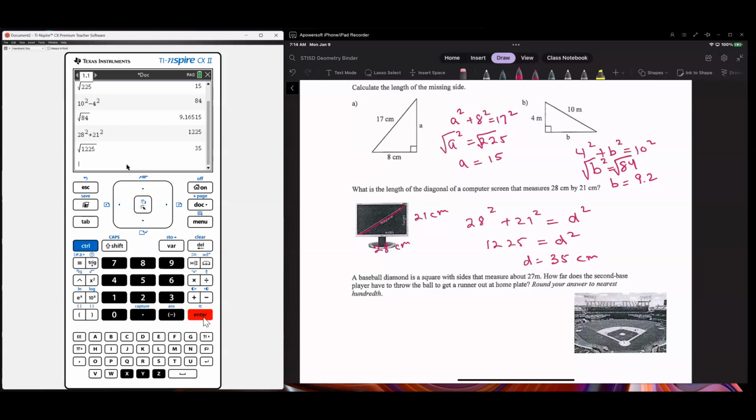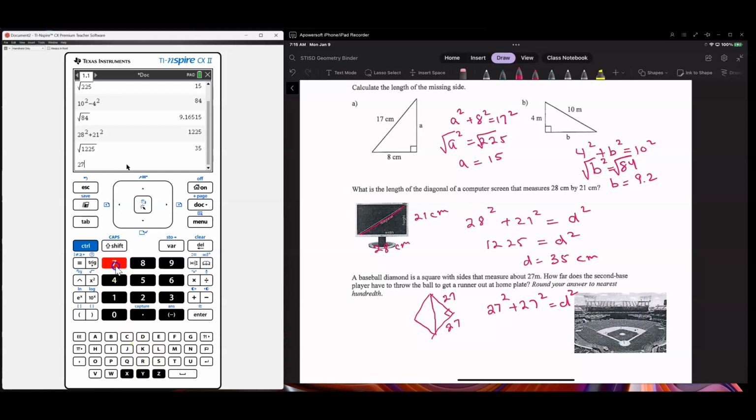Okay, the next example. A baseball diamond is a square with sides of 27 meters. How far does the second base player have to throw the ball to the runner at home plate? Okay, so here is your diamond, and we know that this is 27. This is 27, and you want to find the distance from here to here. We know that's a right triangle. 27 squared plus 27 squared equals the diagonal squared.